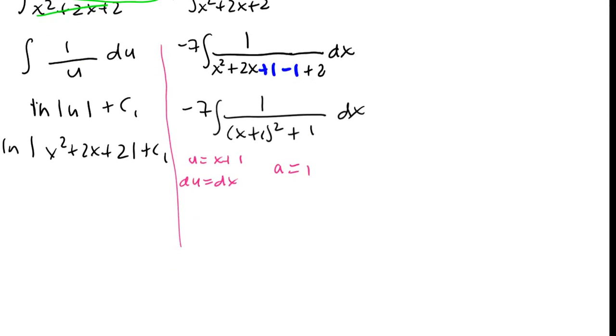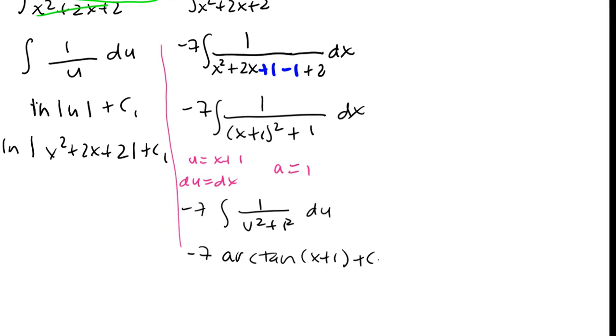So then I can rewrite this as -7 times 1 over u squared plus 1 squared. Dx is du. Final answer is going to be -7. Now, does arctan have a 1 over a? Yep, the only one that doesn't is arcsine, but a is 1. So I have -7, and then I'm going to write arctan of u over a. U is x plus 1, a is 1, plus c2.